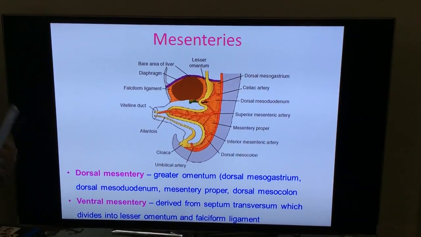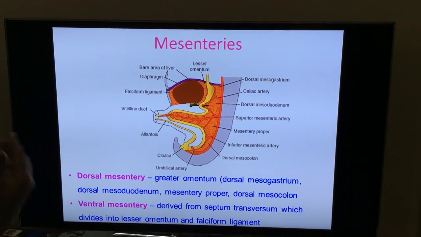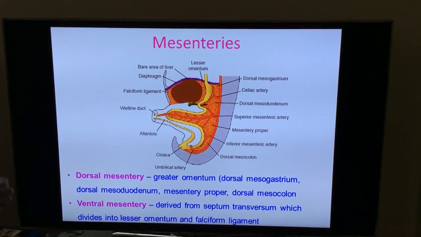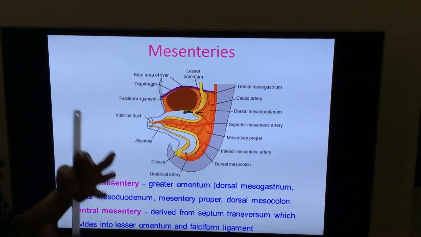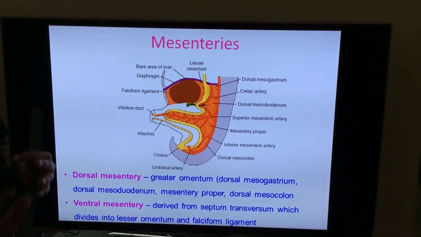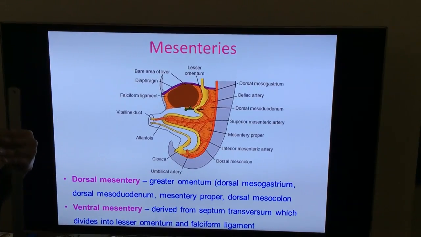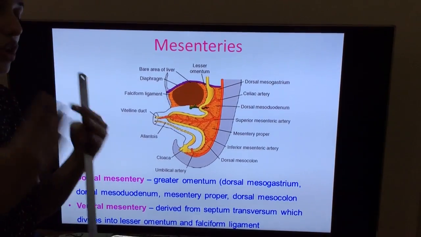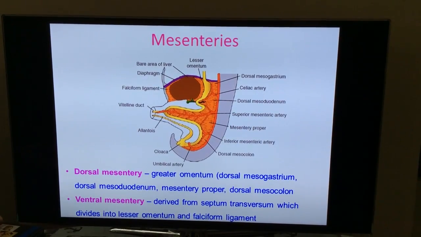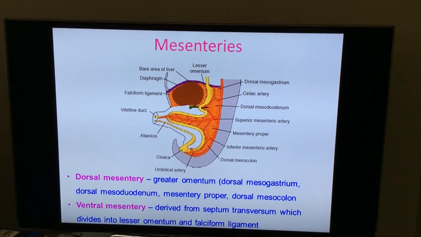If it is attached to the part which gives rise to the duodenum, it is called the mesoduodenum. If it is attached to the colon, mesocolon. And the mesentery attached to the midgut tube which gives rise to the small intestine, jejunum and ileum, is called the mesentery. So depending upon the area and organ it is attached to, different names have been given. The dorsal mesentery mainly gives rise to the greater omentum, which includes the dorsal mesogastrium.